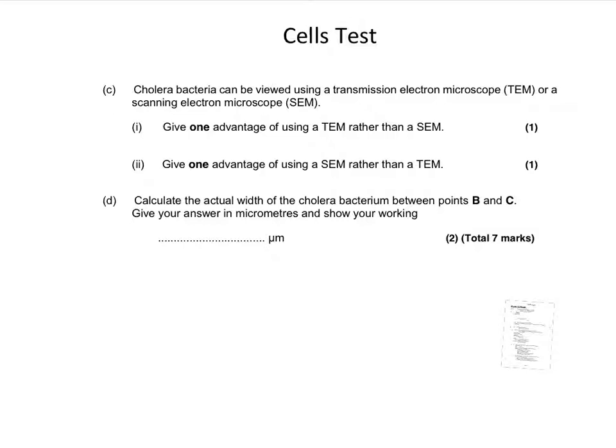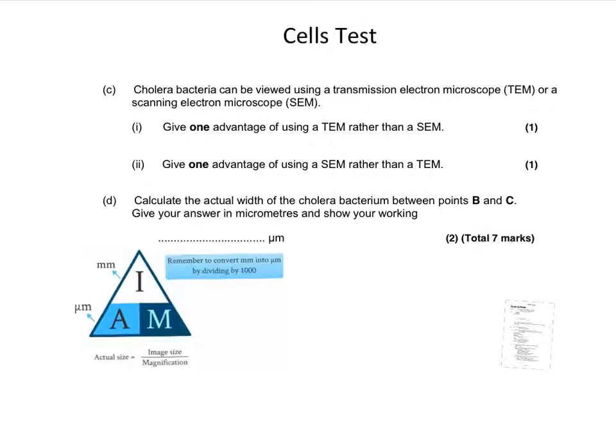Okay, 2D, another cell microscopy question. So they now want you, for this question, to calculate the actual width of the cholera bacterium, and they quite conveniently and quite nicely give you points B and C to measure. And it says give your answers in micrometers and show your working. Okay, so to work out this answer, I've got my IAM pyramid here, and I think the first thing you're going to do is measure B to C.